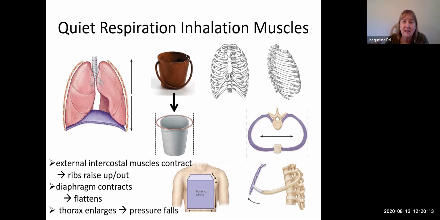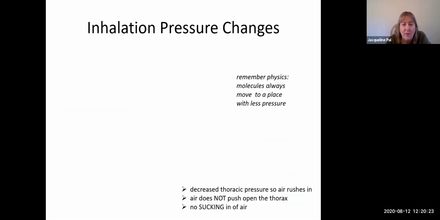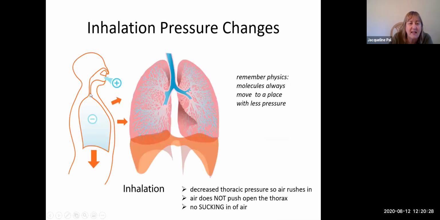By increasing the volume, what has happened to the pressure? Go back to Boyle's Law. It has plummeted. So the decrease in thoracic pressure means that this has a lower pressure than the atmospheric pressure. Thereby, the air is just going to rush in because it wants to go to a place with a lower pressure. You are not having to suck in order to inhale every time.